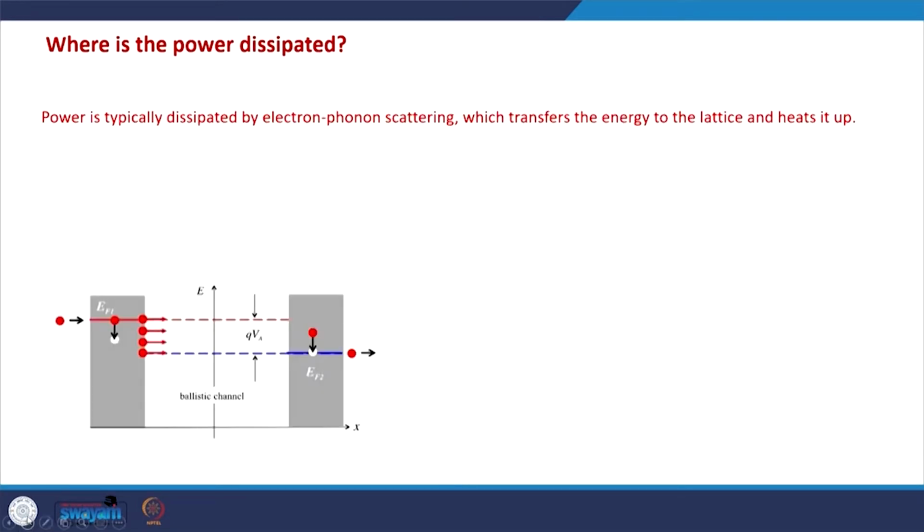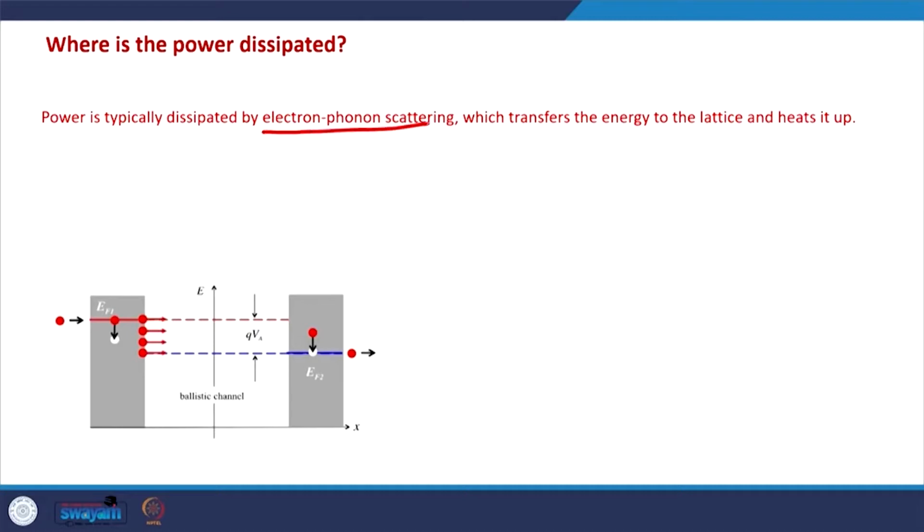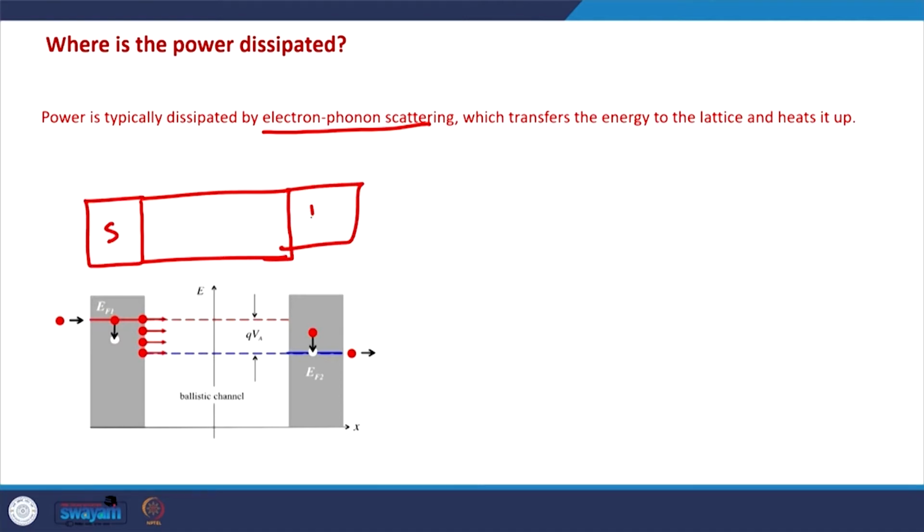And we were wondering where the power is dissipated in a ballistic conductor. Generally in conventional devices, the power is dissipated by electron phonon scattering in the channel itself. So, for example, if we have a two terminal device, we have the source, we have the drain. In the classical case, generally the electron transport involves collision of electrons with a lot of atoms in between, and because of these collisions of electrons with the atoms, this is known as the electron phonon scattering, and it is in this electron phonon scattering that the energy of the electron is transferred to the lattice, and that's why the lattice heats up when the electron transports through the lattice.